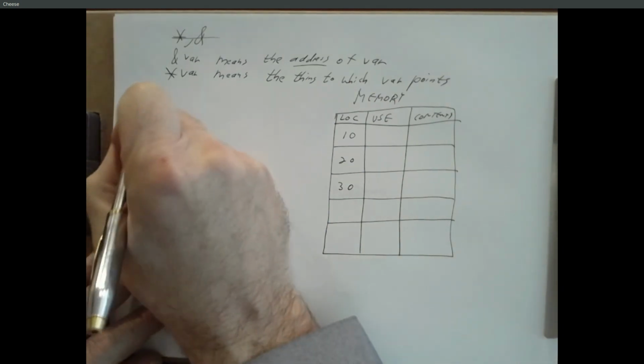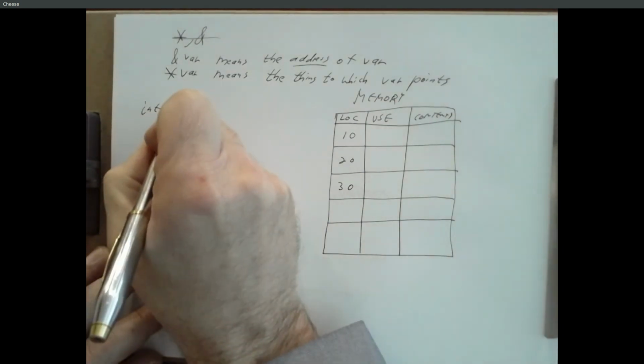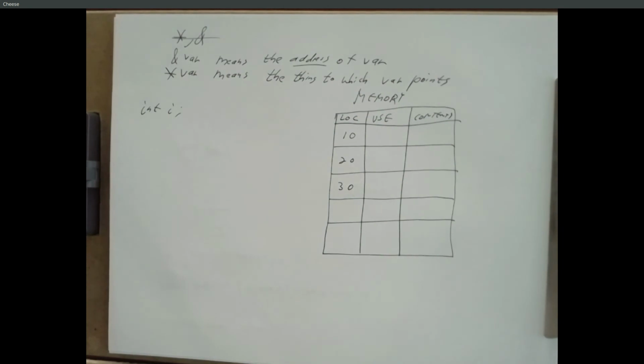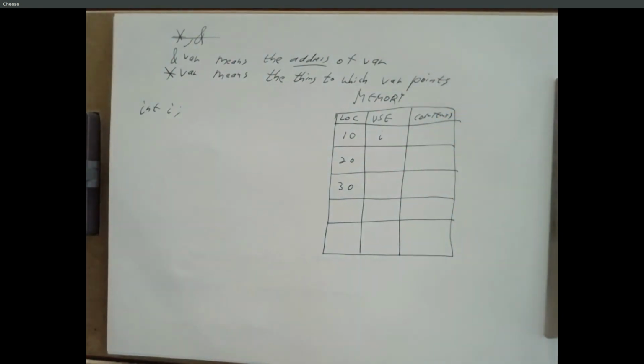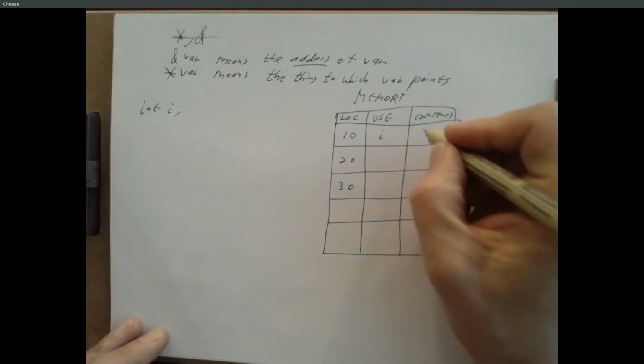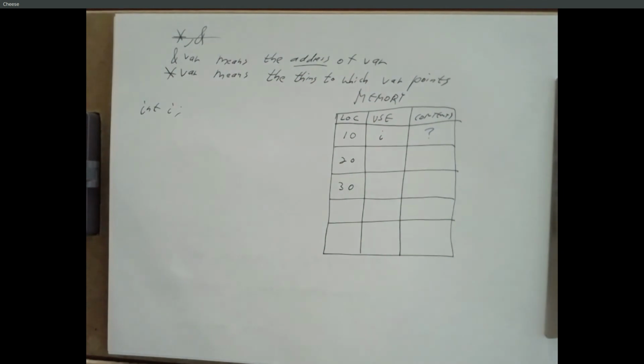So suppose I say integer I, and the system needs to decide where in memory to store I. I've got to put it somewhere. Let's suppose it decides it's going to store I at location 10. So this is where I is stored. Do we know what its contents are yet? We have no idea, because we didn't initialize. We didn't say integer I equals something. So the contents, no idea.